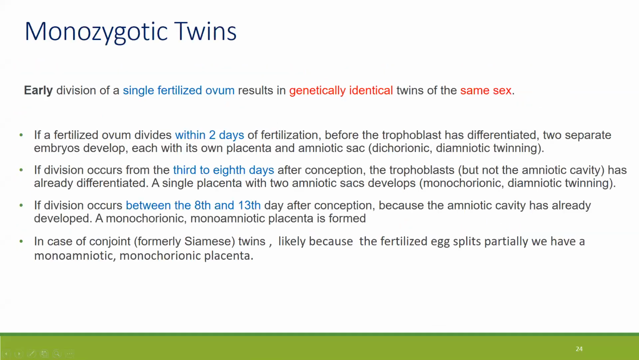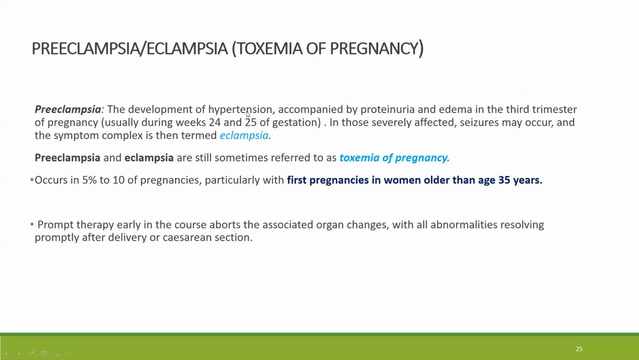Monozygotic twins are not common actually. Monozygotic twins, it's one ova being fertilized. So one ova being fertilized, and this fertilized ova divides to give genetically identical twins of the same sex. This is the monozygotic twins, and it depends on the stage where the division happens.